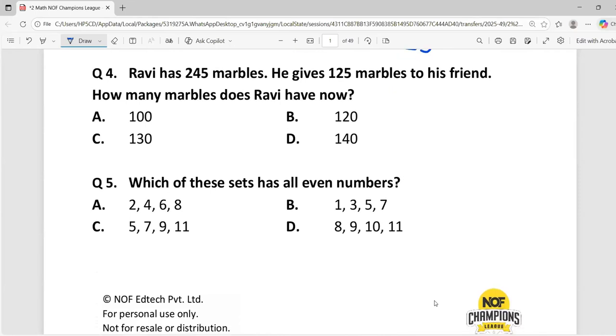Next question, Ravi has 245 marbles. He gives 125 marbles to his friend. How many marbles does Ravi have now? So now we have to calculate how much he is left with. We will subtract 125 from 245. So the answer is 120, and option B is correct for the fourth question.